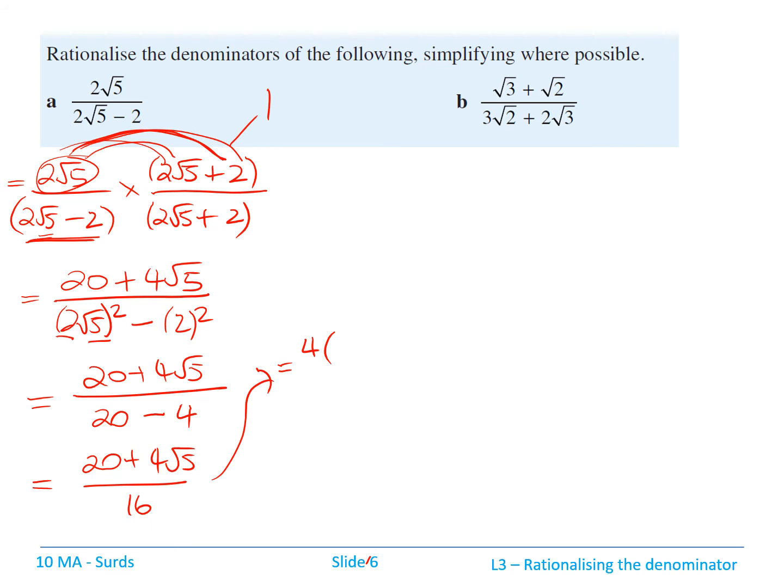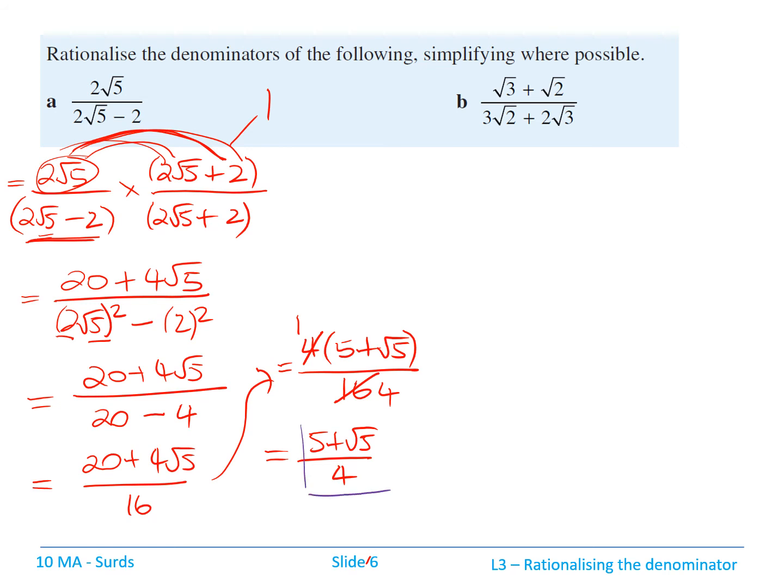So if I take out a 4, I'm left with 5 plus root 5 on 16. And then from here, we can divide by 4, because it's common to both of them. If we divide the top by 4 and the bottom by 4, we end up with 5 plus root 5 on 4.